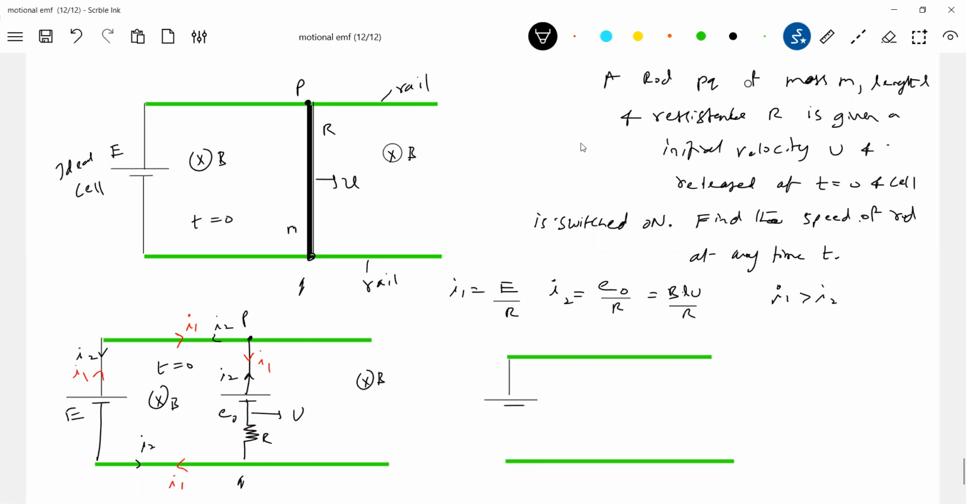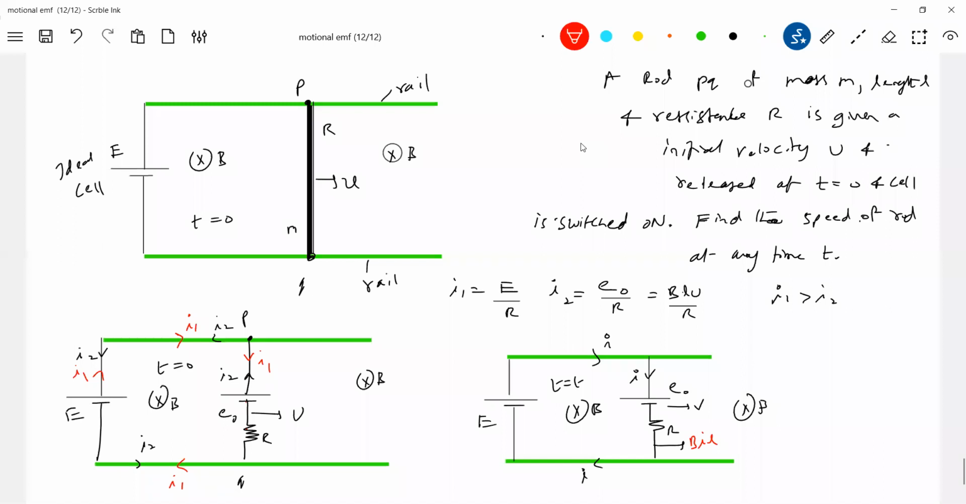So there's a cell here. And here, motional EMF, and there's a resistance R. Let V be the velocity at an instant, after some time t. At any time t, let I be the current, the total current. Then how will the BIL force act? The net resultant BIL will be towards right only, check it. The net resultant BIL will act here.